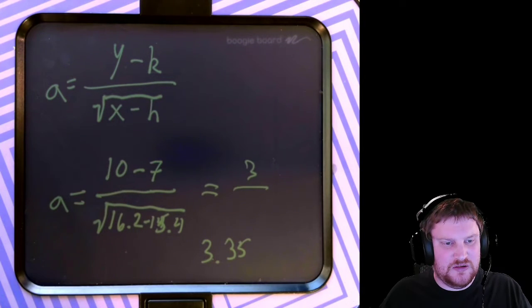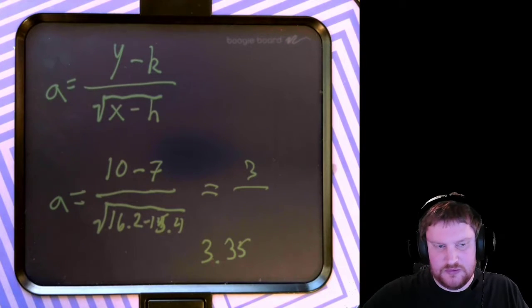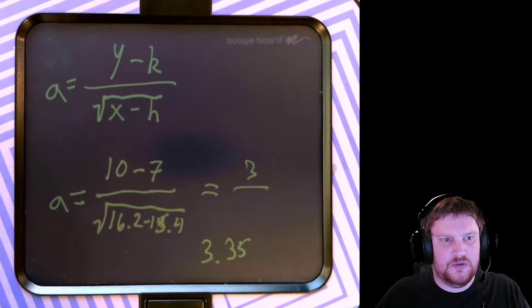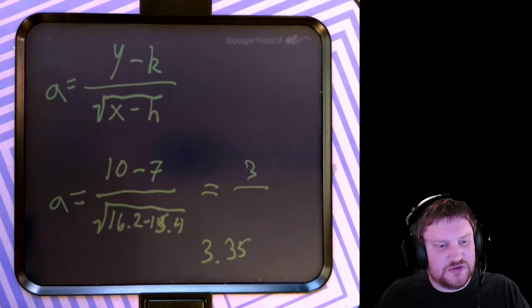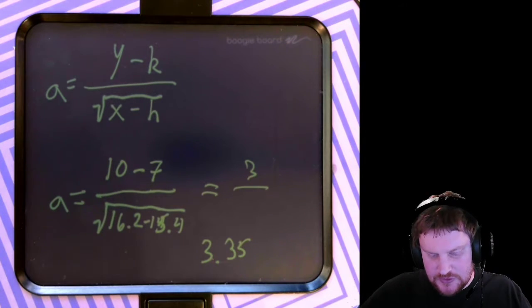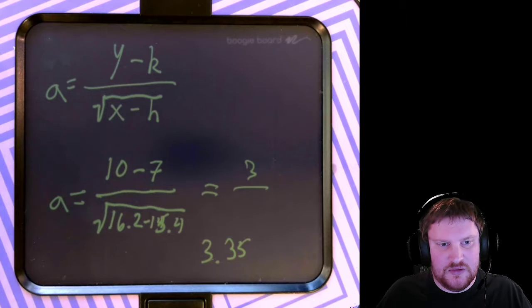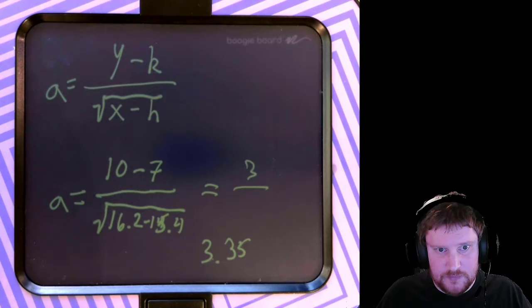Let's see if that's right. If that's not right, I'll go ahead and do the math for you guys. That's not right. Okay, I'll pull up a calculator. This is just for you guys, though, because you all are amazing. So 3 divided by, parentheses, 16.2 minus 15.4, close parentheses, square root.